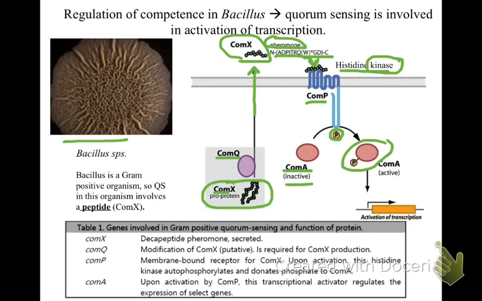It's like flipping a light switch to turn the light on. When ComA is active, ComA is called a response regulator.